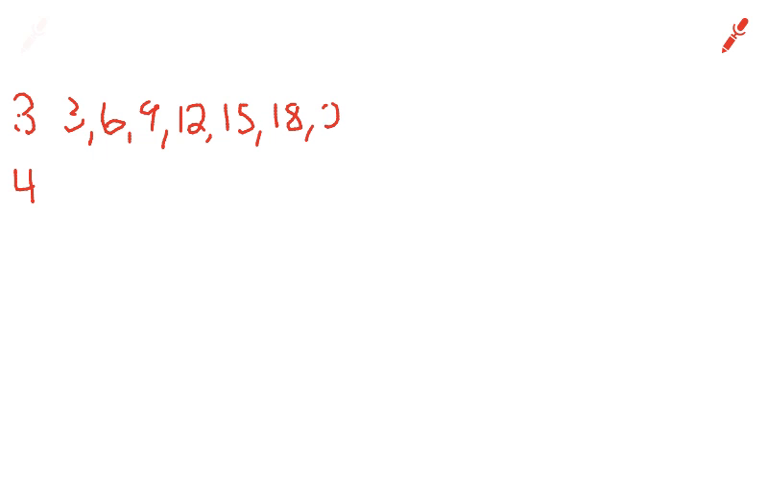All right, next one has 3 and 4. Multiples of 3 are 3, 6, 9, 12, 15, 18, 21, 24, and I'll stop there with 3 dots, saying that it goes on, it continues.